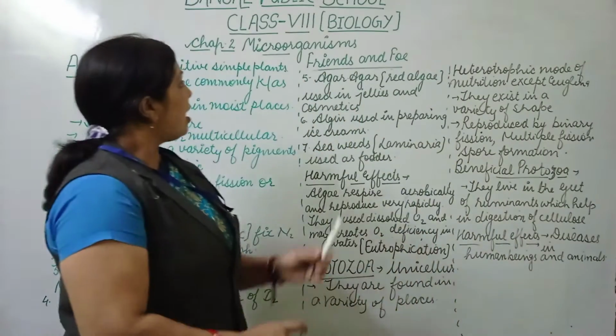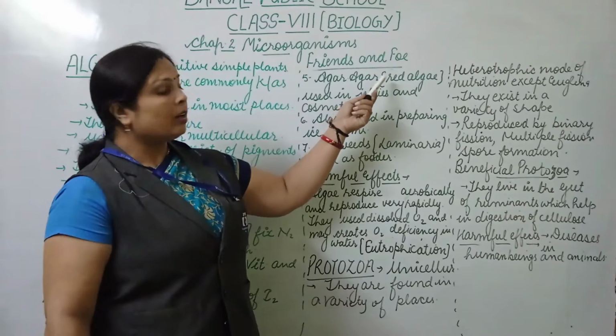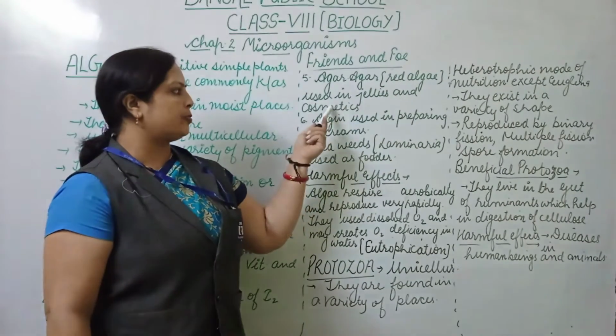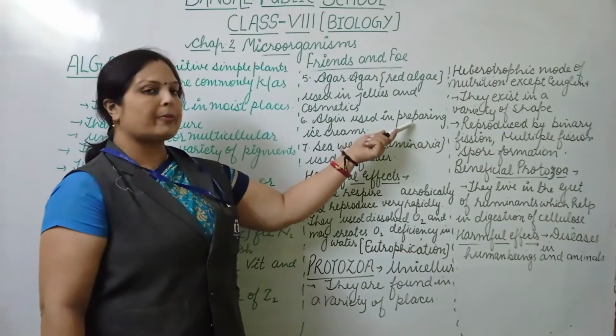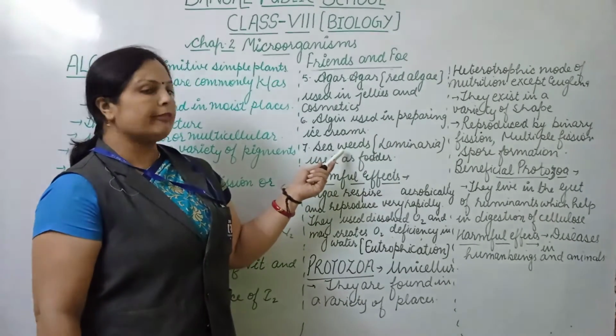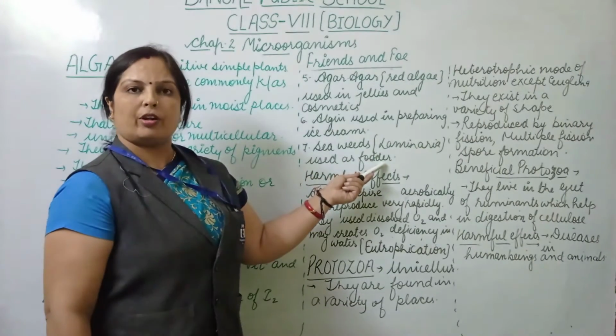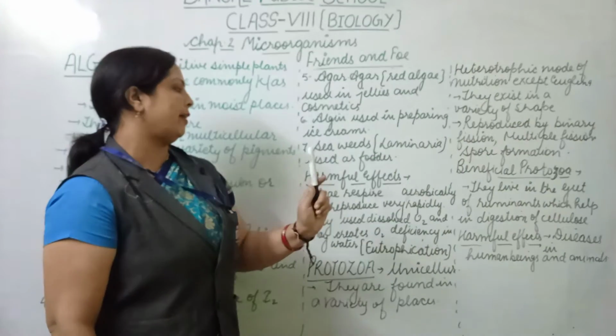Clear? And agar-agar, which is obtained from red algae, is used in jellies and cosmetics. Algae are used in preparing ice cream. Seaweeds, which are obtained from Laminaria algae, are used as fodder for sheep and other cattle.